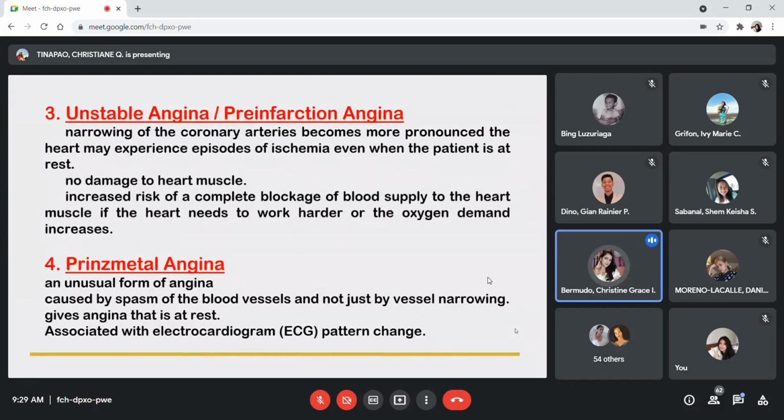Then the next one is Prinzmetal angina. It is a unique type of angina in that it appears to be caused by blood vessel spasms rather than just vessel narrowing. This kind of angina manifests itself as angina at rest, generally at the same time each day and with a change in the electrocardiogram, or ECG, pattern.